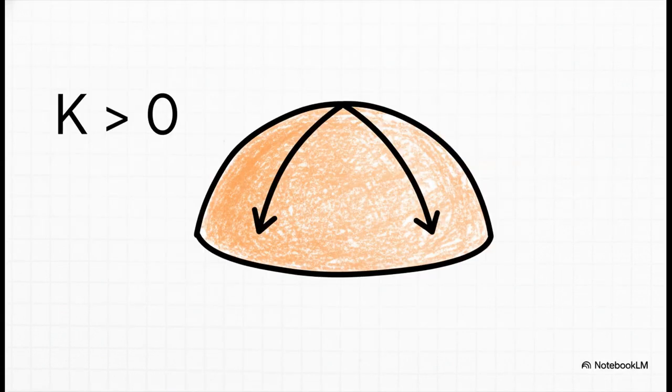So what does this number actually tell us? Well, if K is positive, that means both of your principal curvatures are bending the same way. Either both are bending down or both are bending up. Think of a sphere or the top of a dome. No matter which way you step, the surface curves away from the tangent plane in the same way.